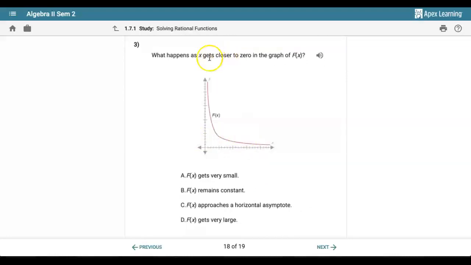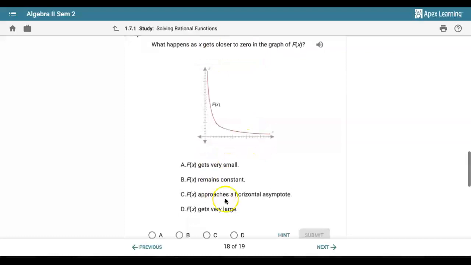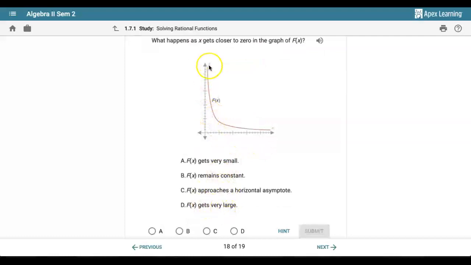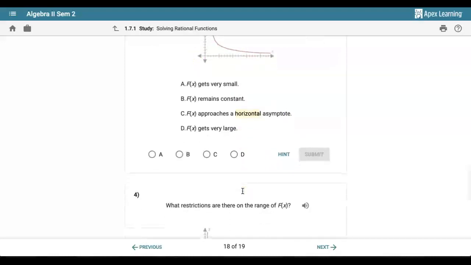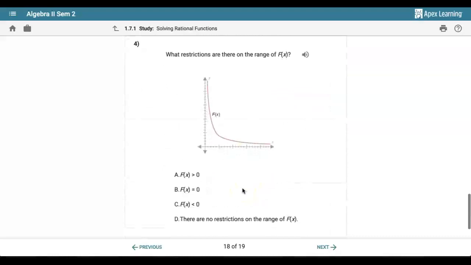What happens to x as x gets closer to 0? So as x gets closer to 0, this graph f of x gets very, very, very large, okay? And it approaches an asymptote, but it's not a horizontal asymptote. It is a vertical asymptote, all right?